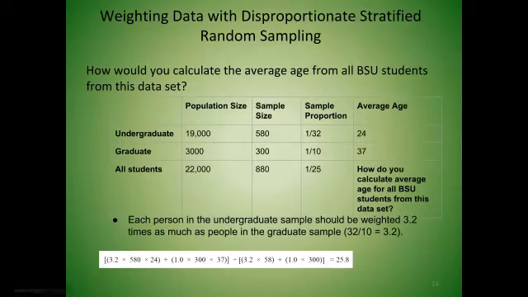So that's disproportionate stratified random sampling. It's a very good and commonly used tool to assure that smaller subgroups of interest are adequately represented in the sample. However, the process of weighting data requires a bit more work when analyzing the data. And I imagine many of you will see studies in conducting your literature reviews for your paper that utilize some form of stratified random sampling.